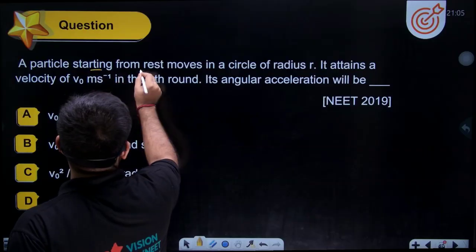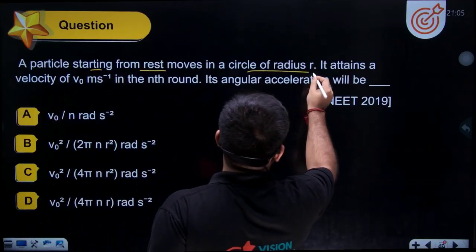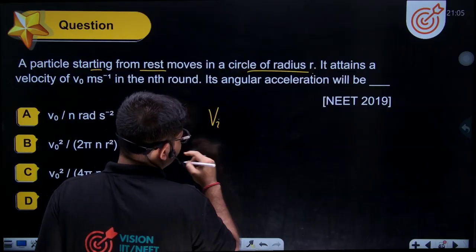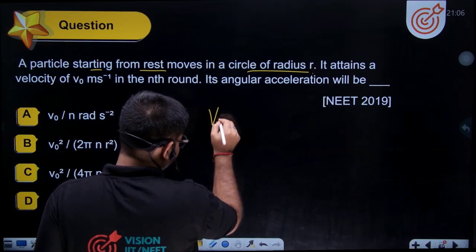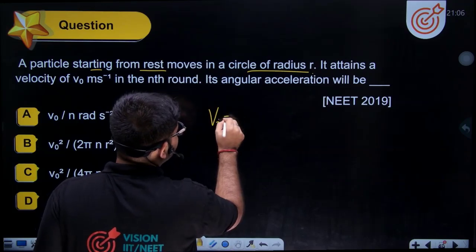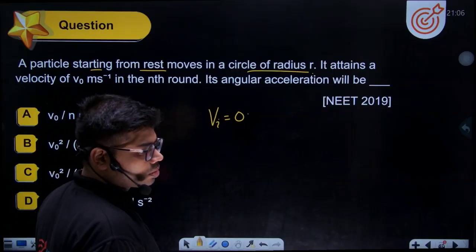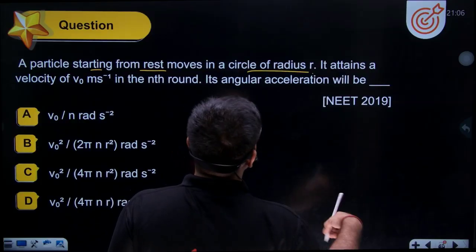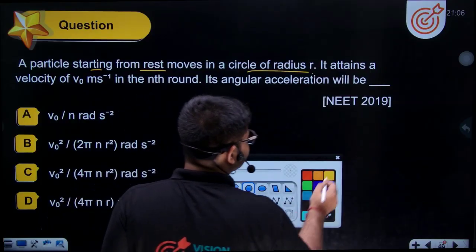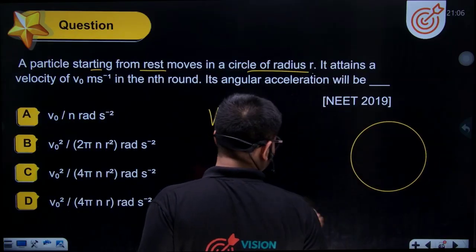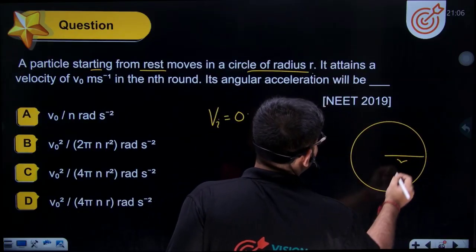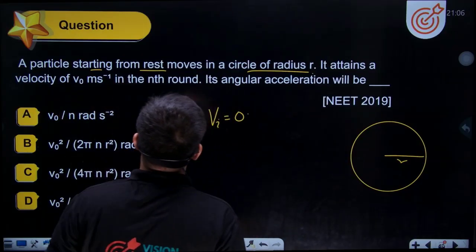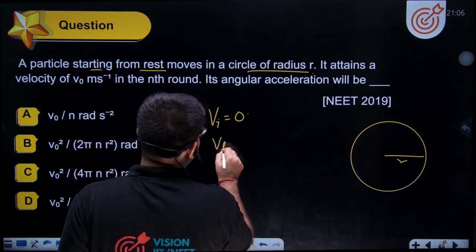A particle starting from rest moves in a circle of radius r. Particle ने rest से start किया. So starting from rest means initial velocity was 0. Okay, and he is moving in a circular path. So circular path means like this of radius r. Radius कितना r. This is the radius. It attains a velocity of v naught meter per second in nth round. Final velocity हो गया मेरा v naught.